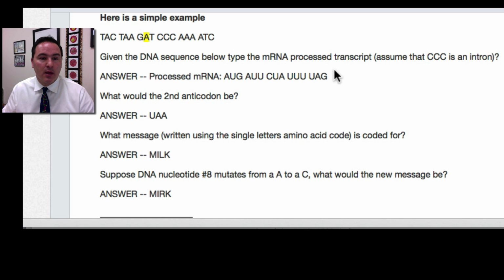So anyway, that's how you now end up with 5 triplets instead of 1, 2, 3, 4, 5, 6 triplets. Notice there is the CCC, which would be down here, and if it were not an intron, it would be GGG, and there is no GGG because it got taken out. It was spliced out or cut out. So then the next question says, what would be the second anticodon?